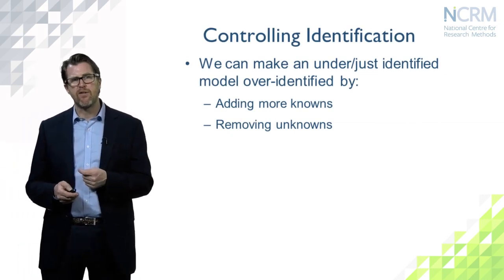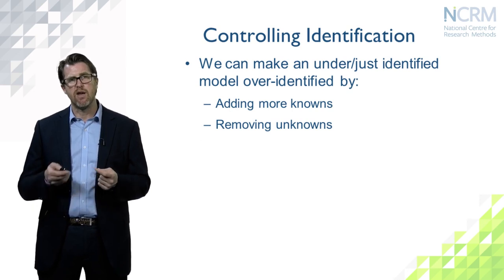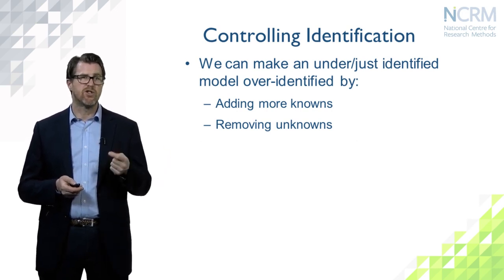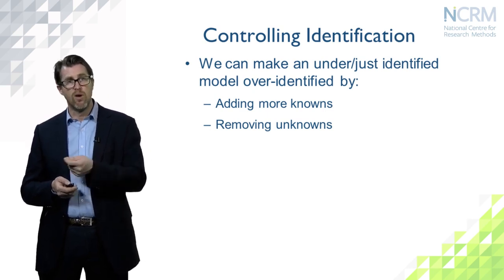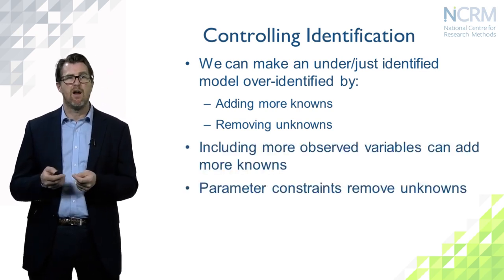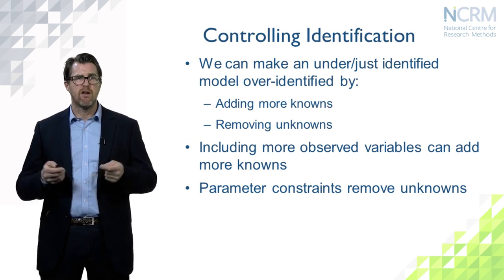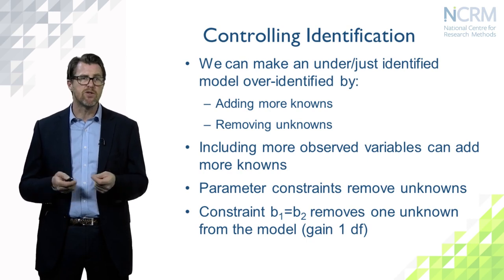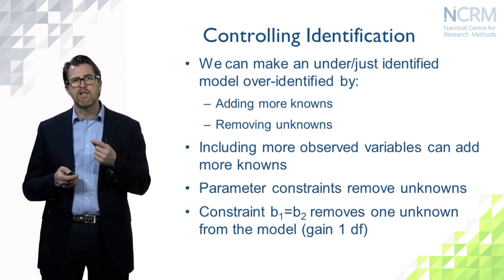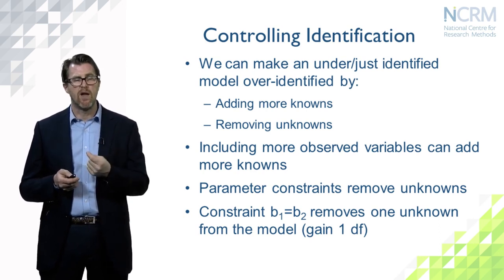Now, something else that's important to understand about identification is that we, as the analyst, can control to some degree the identification status of our model. So we can do this for a model like the one that we just saw that's just identified, or a model that's under-identified, by adding more known pieces of information to the equation, or by removing some unknown pieces of information, removing parameters that are to be estimated and adding constraints. So if we were to constrain 2 of the parameters in the model to be equal to one another, let's say we constrain 2 of the regression coefficients or the factor loadings to be equal, now we're only estimating 1 parameter, where previously we were estimating 2. So we've removed 1 unknown and gained 1 degree of freedom.